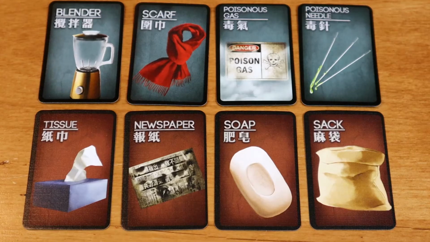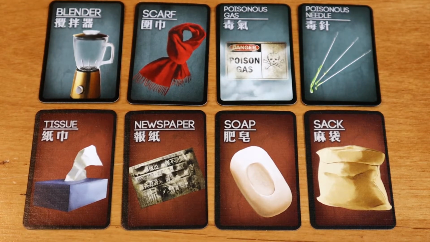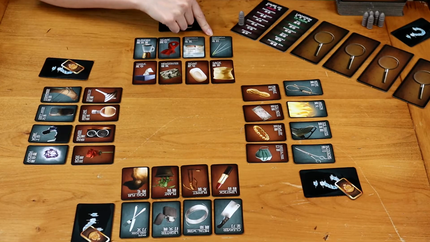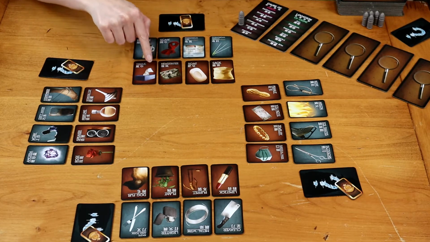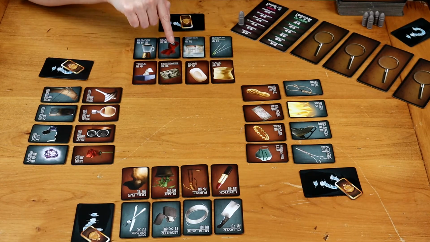Wow. This character has poisonous gas. That sounds pretty poisonous to me, but it could be a poison soap or a poison newspaper. Maybe there was some sort of poison on the cover of it, or someone blended up poison into a drink. Poisonous needle! This character is looking very, very suspicious.